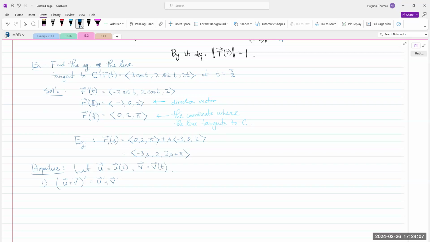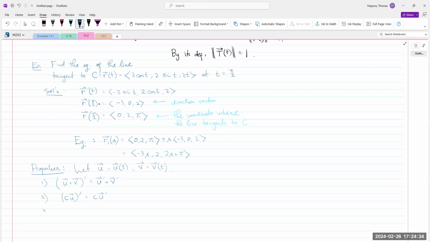Now we learned that before, right? So nothing really new. Now, for a constant multiple of a vector function, if we take the derivative, it is the constant multiple of the derivative of that vector function. Derivative of a constant multiple equals the constant multiple of the derivative.